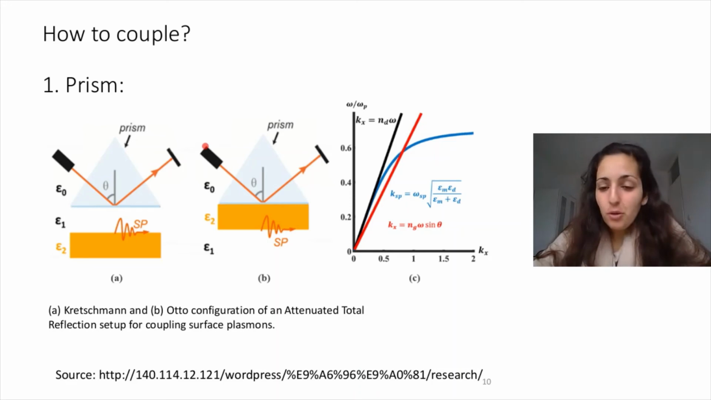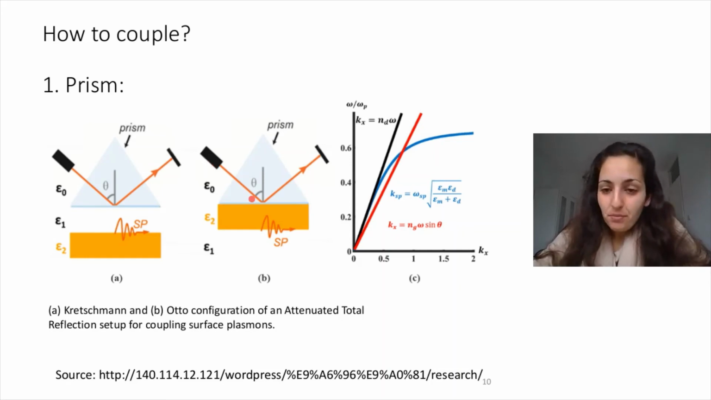Alternatively, we can also use a prism and put a very thin layer of metal on top, and then we can get an excitation of the surface plasmon polariton on the other side of the metal. So here it wouldn't be possible, because at this interface, our surface plasmon polariton doesn't look like the blue curve, but it would approach this red curve. And again, there wouldn't be a crossing point of the two dispersion relations.